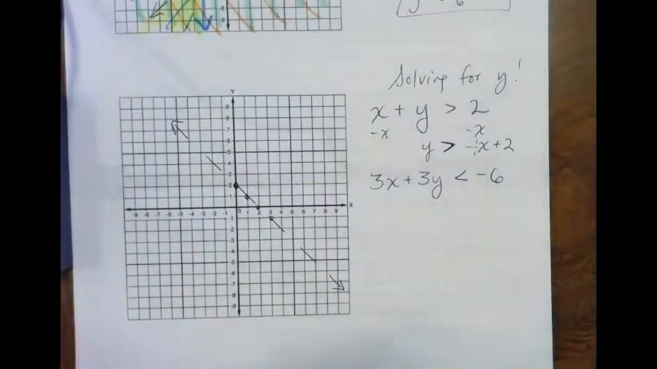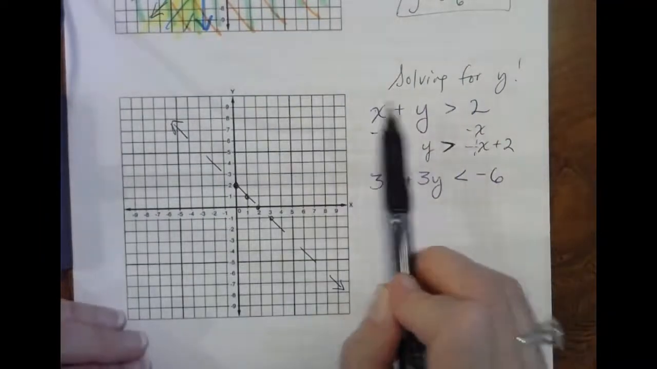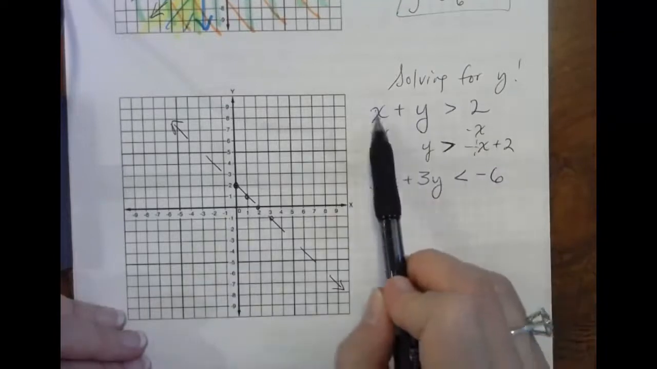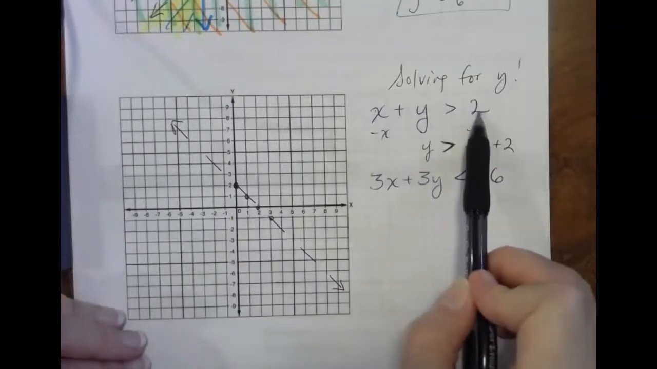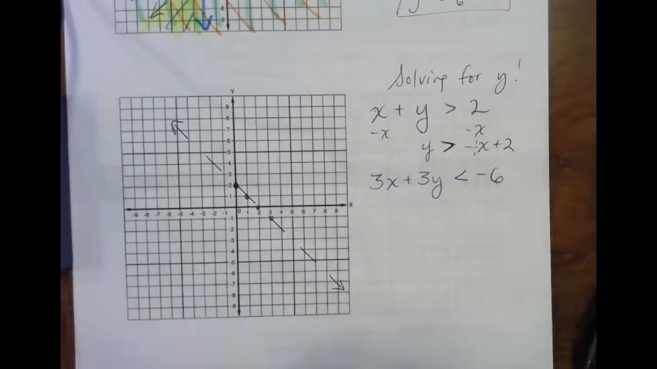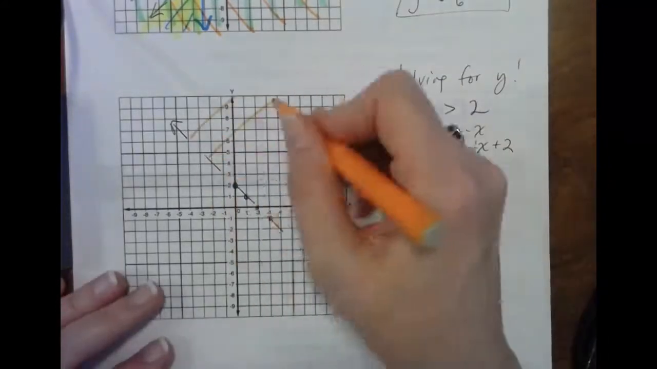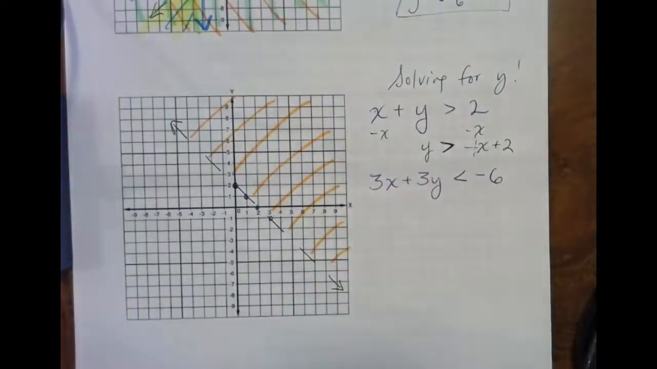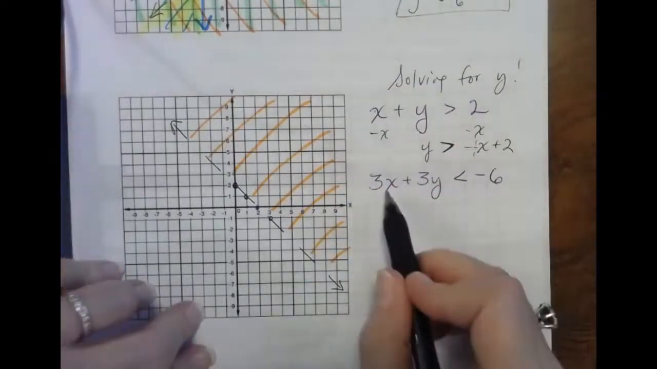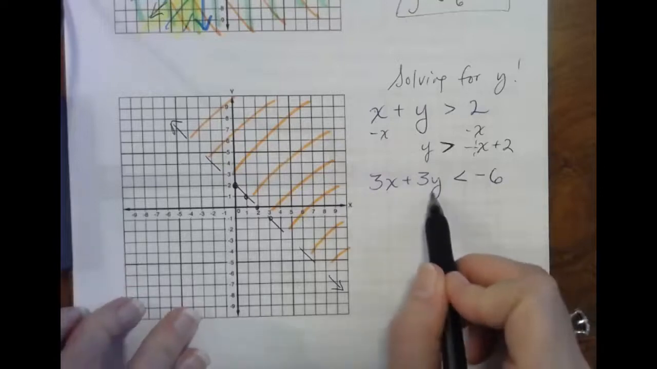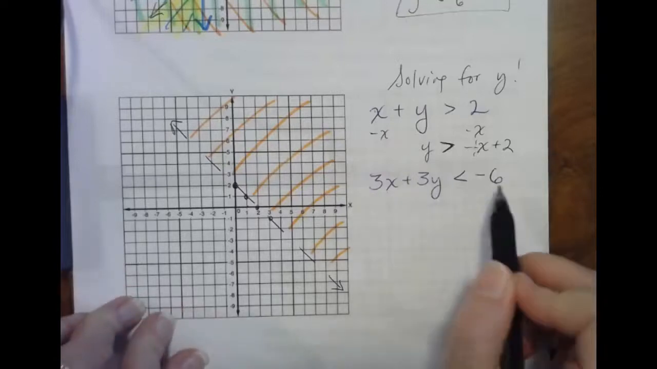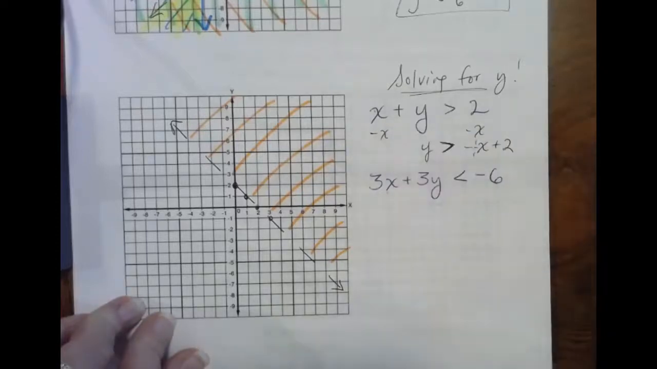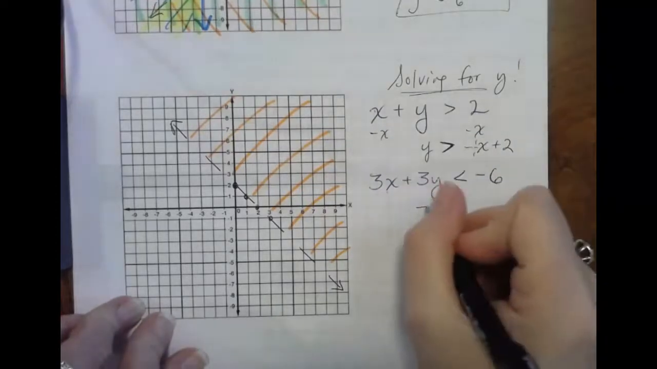So there's my graph for the first one. Let's plug in a 0 here and a 0 there because 0, 0 is our test point. Is 0 plus 0 greater than 2? No, it is not. Therefore, we will shade up because we do not want to include 0, 0. Next, 3x plus 3y is less than negative 6. Solve it for y. Solve for y in order to see the slope in the y-intercept.